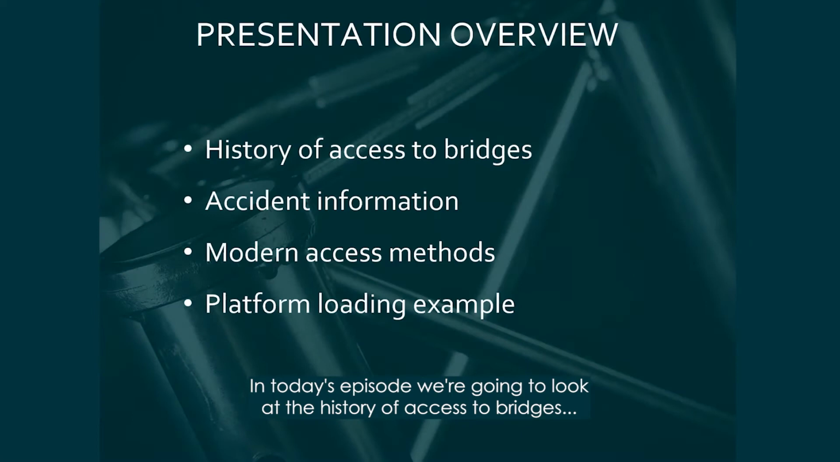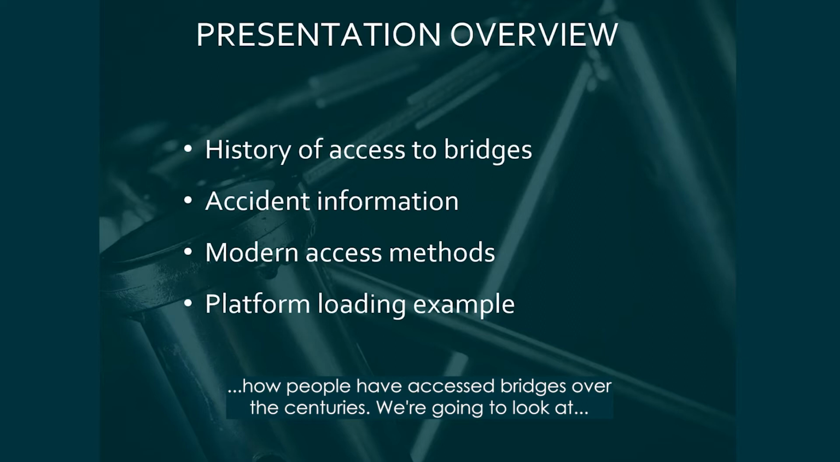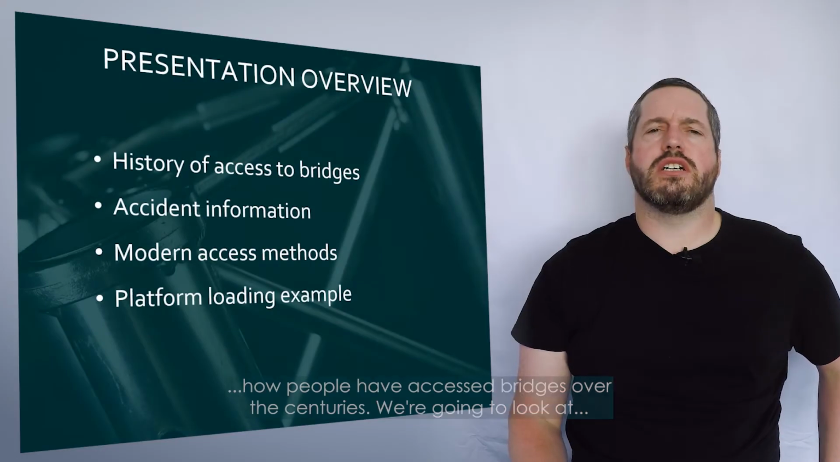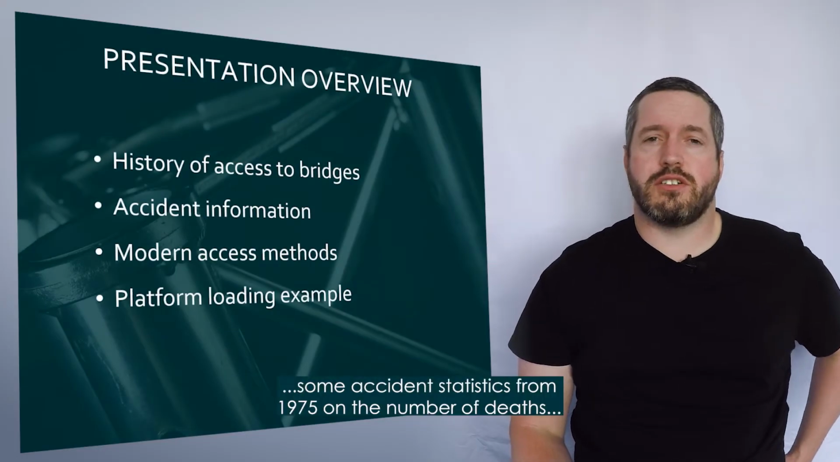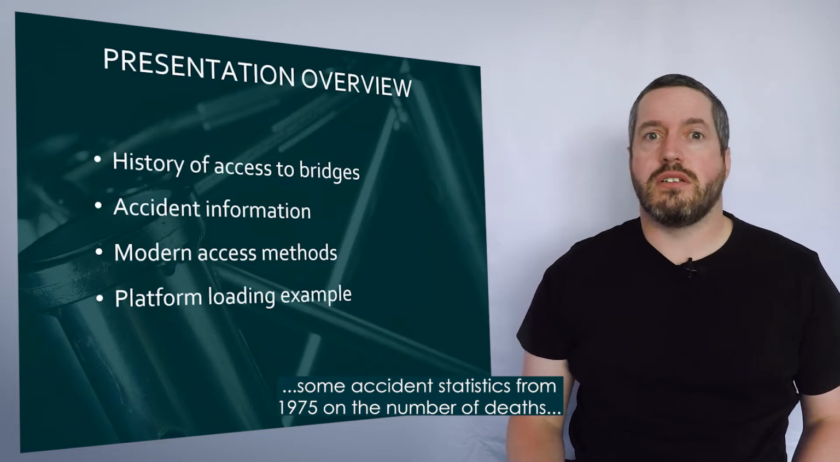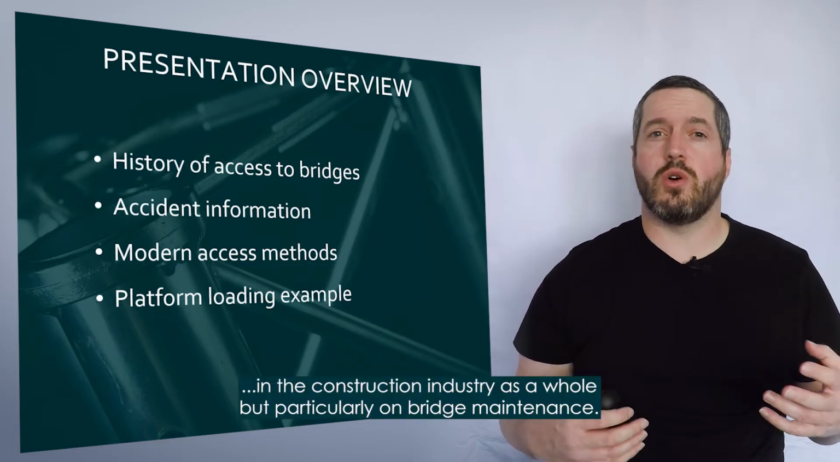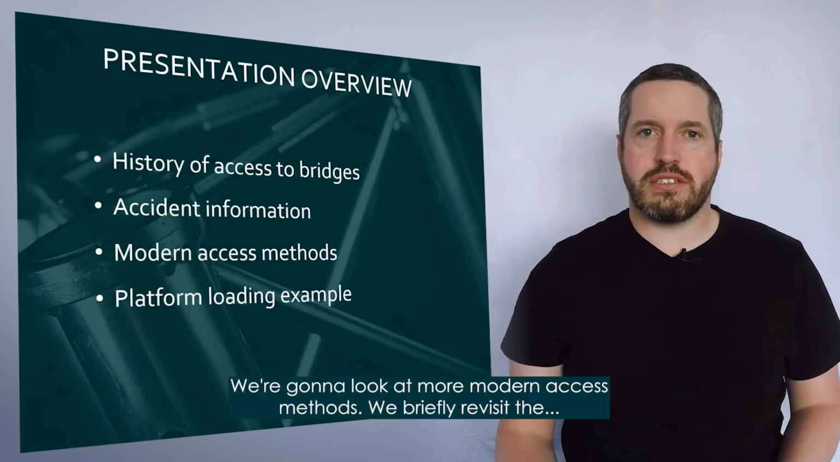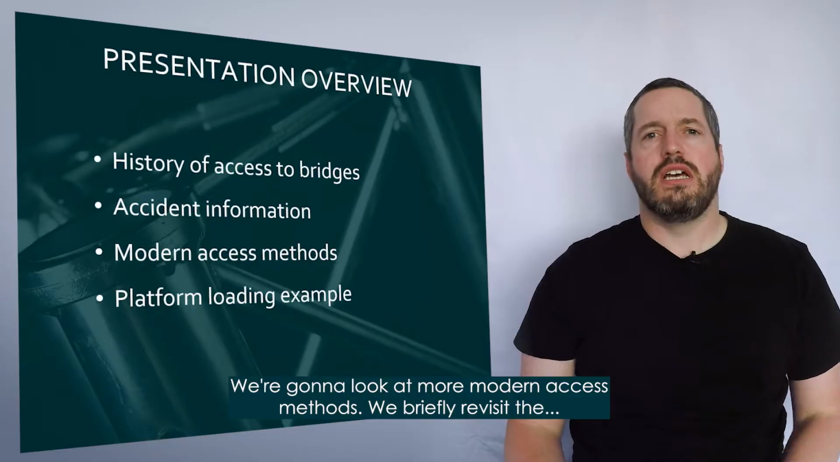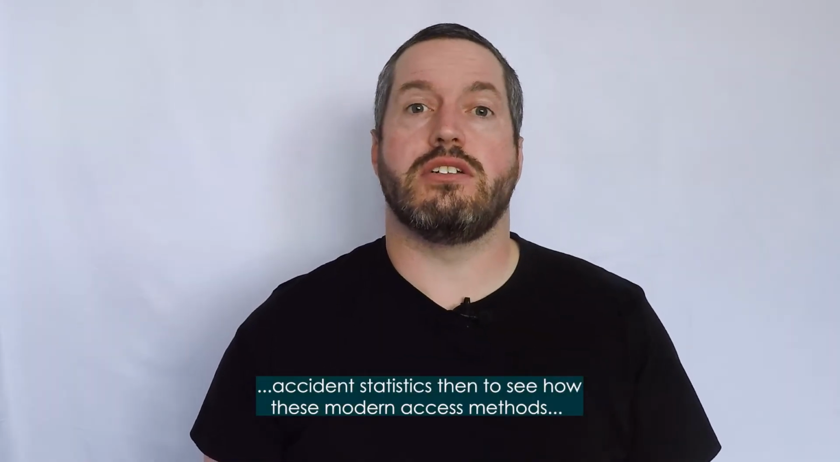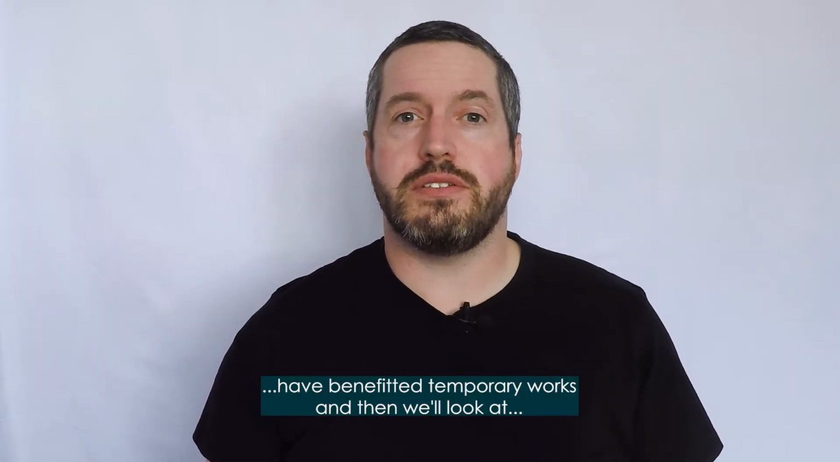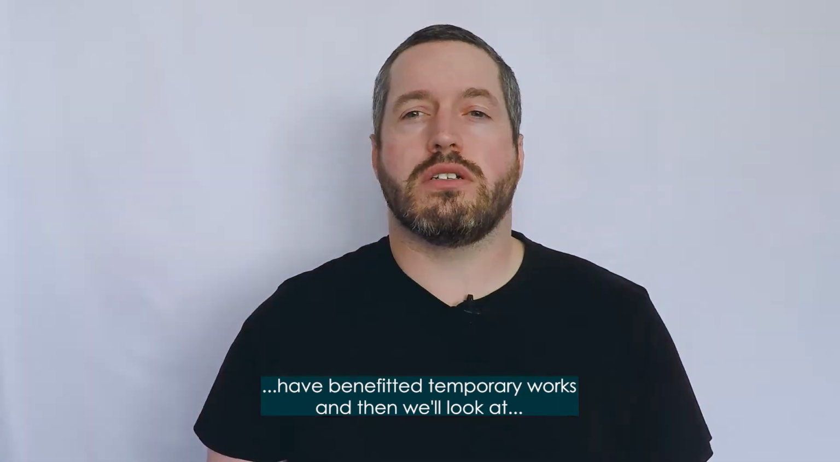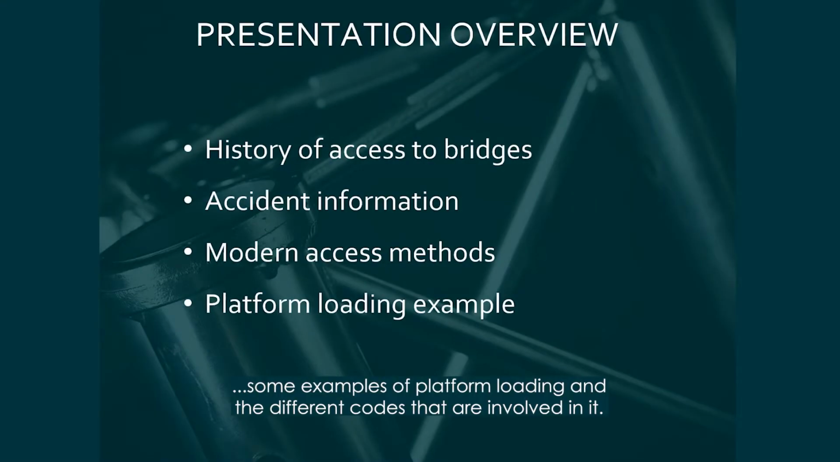In today's episode, we're going to look at the history of access to bridges, how people have accessed bridges over the centuries. We're going to look at some accident statistics from 1975 on the number of deaths in the construction industry as a whole, but particularly on bridge maintenance. We're going to look at more modern access methods. We'll briefly revisit the accident statistics then to see how these modern access methods have benefited temporary works. And then we'll look at some examples of platform loading and the different codes that are involved in it.